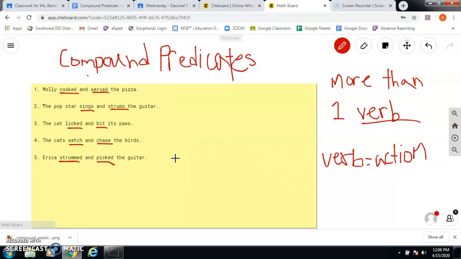So remember compound predicates, meaning more than one verb, that they'll have more than one verb in that sentence, okay? Verbs are action words, so that's what we looked for, those two action words in the sentences.